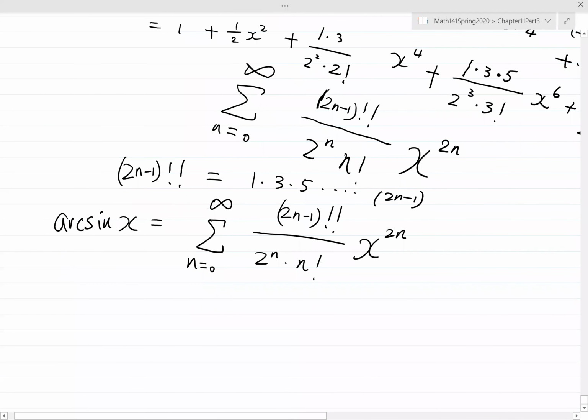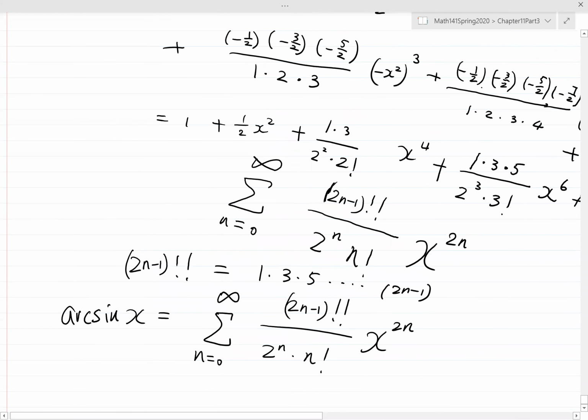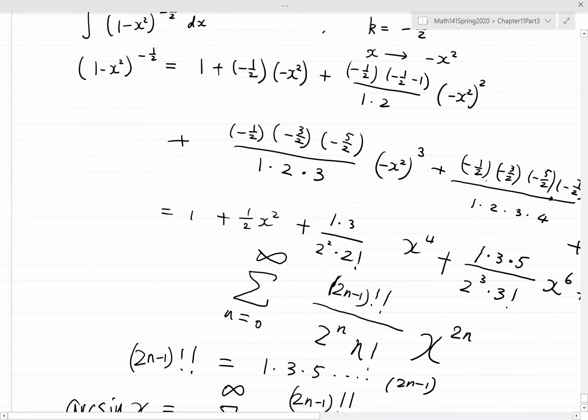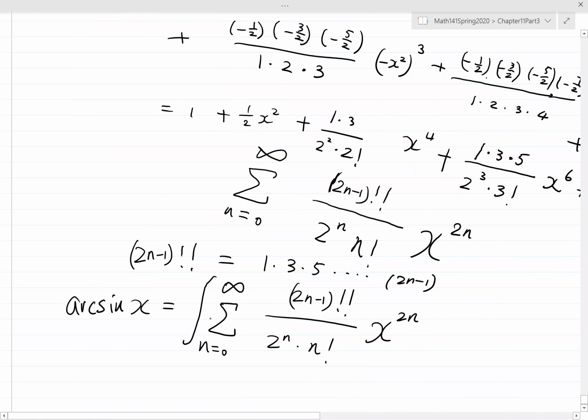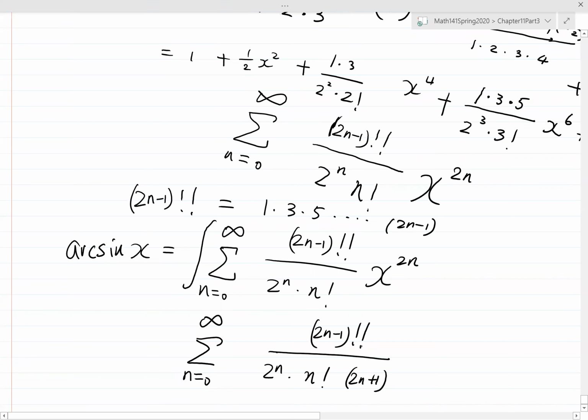Any questions about arcsine? Oh, did I make a mistake? Sorry, this is not it yet. We need to integrate it, since arcsine is the integral. So we use the power rule again. We get the sum for n from 0 to infinity of (2n minus 1)!! over 2 to the power n times n factorial times (2n plus 1), x to the power 2n plus 1.